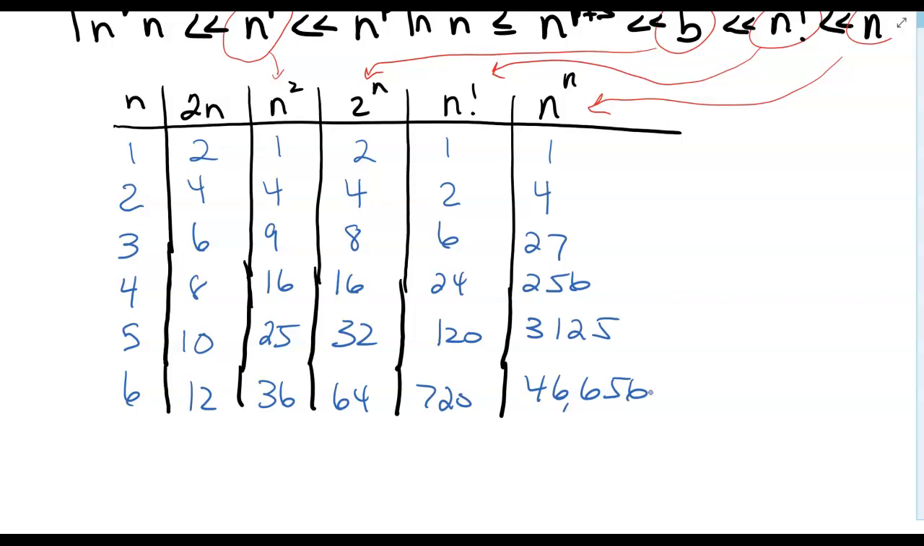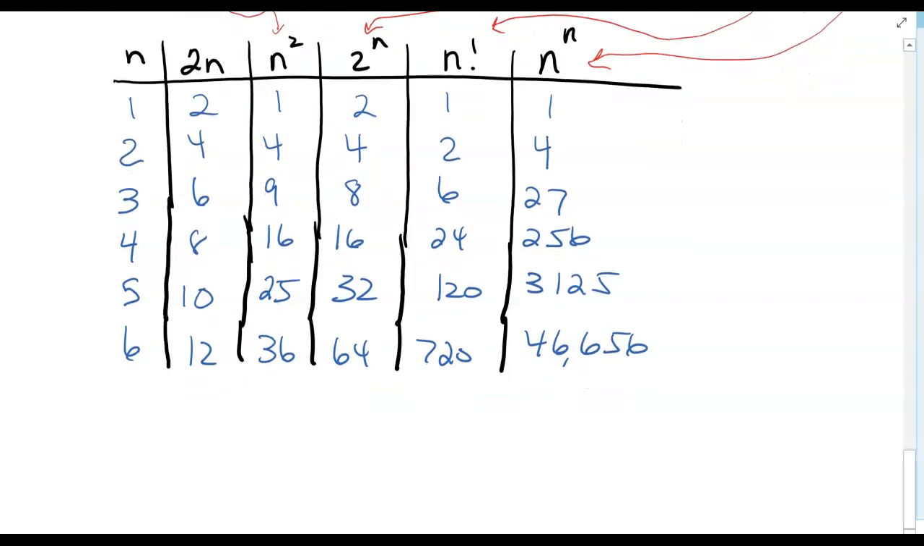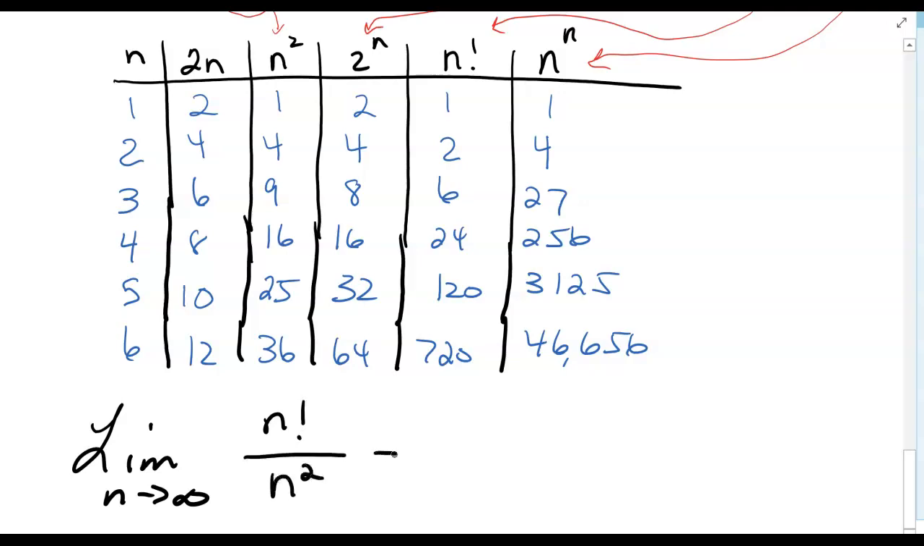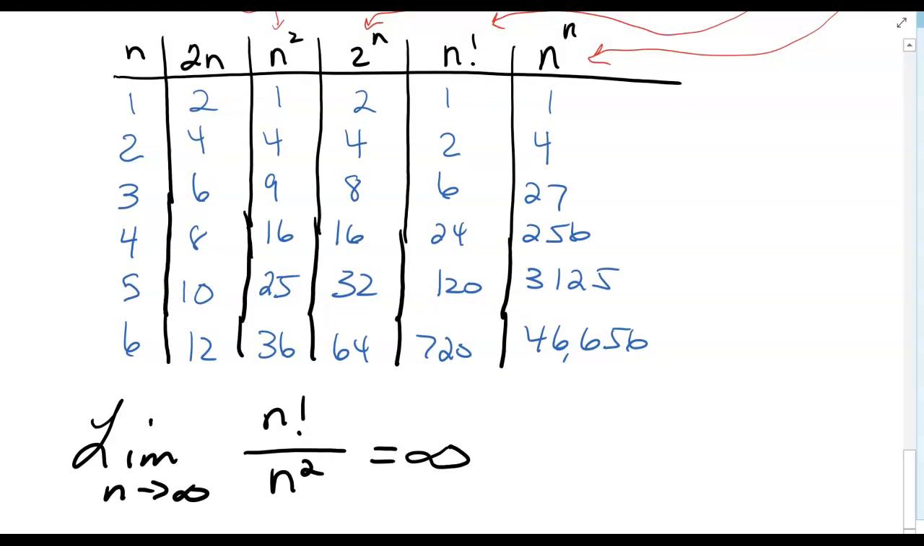So what does this mean? Well, this simply means if I take a limit as n approaches infinity of, say, n factorial over n squared, knowing that n factorial grows at a much faster rate than n squared, you have your faster over your slower. That is automatically going to get us to infinity. All right. Let's do another one.